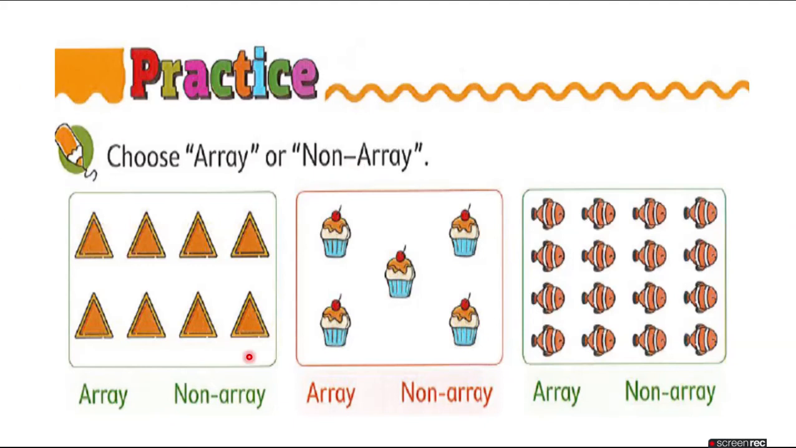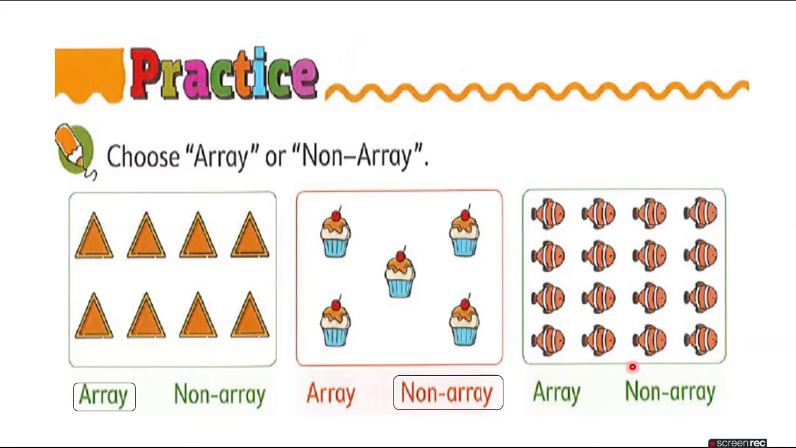The first one here is an array. Why? Because there are no gaps here. The second one here, is it an array or a non-array? Non-array, because there are gaps here and here and here and here, so it's a non-array.